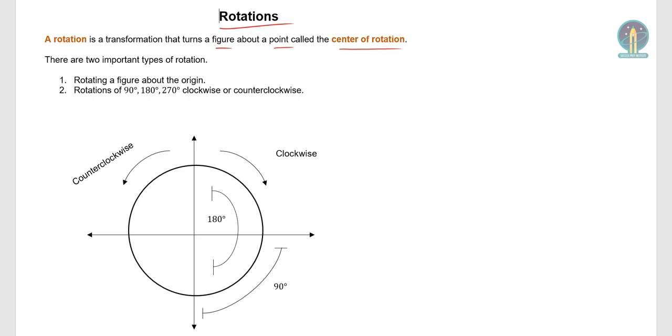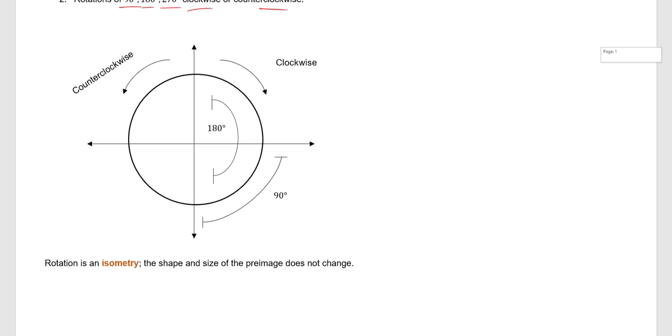Rotating a figure about the origin, and rotations of some preset angle values: 90 degrees, 180 degrees, 270 degrees, etc. And the rotations can be clockwise or counterclockwise. Okay, these are some popular angle values to start with, just to drive the point home.